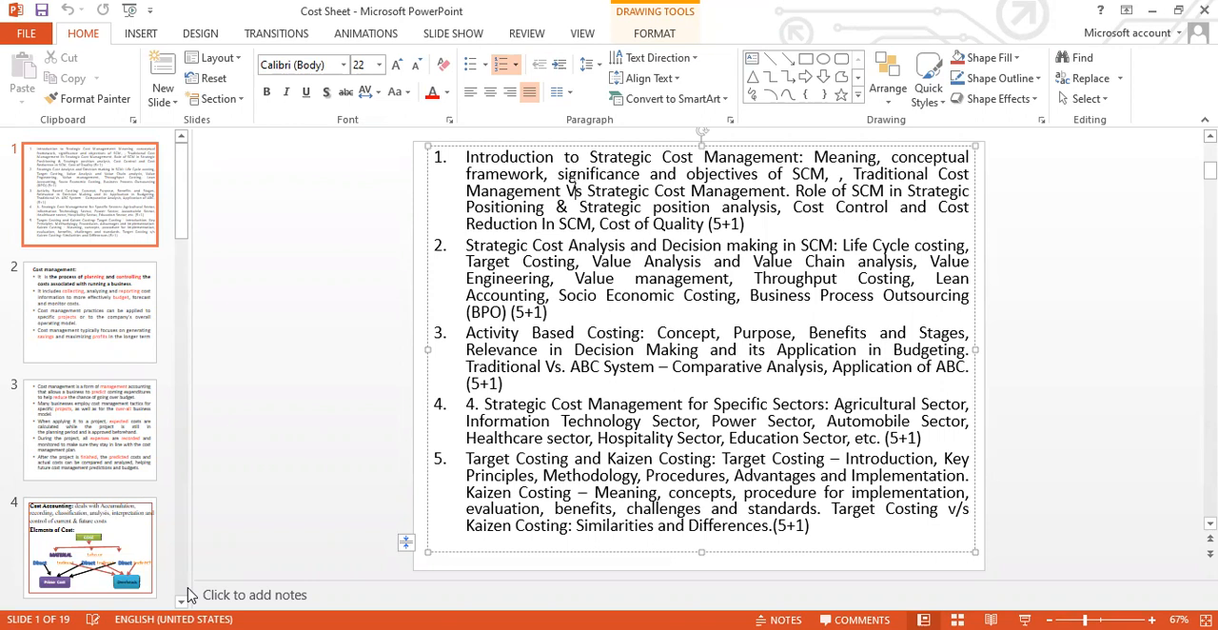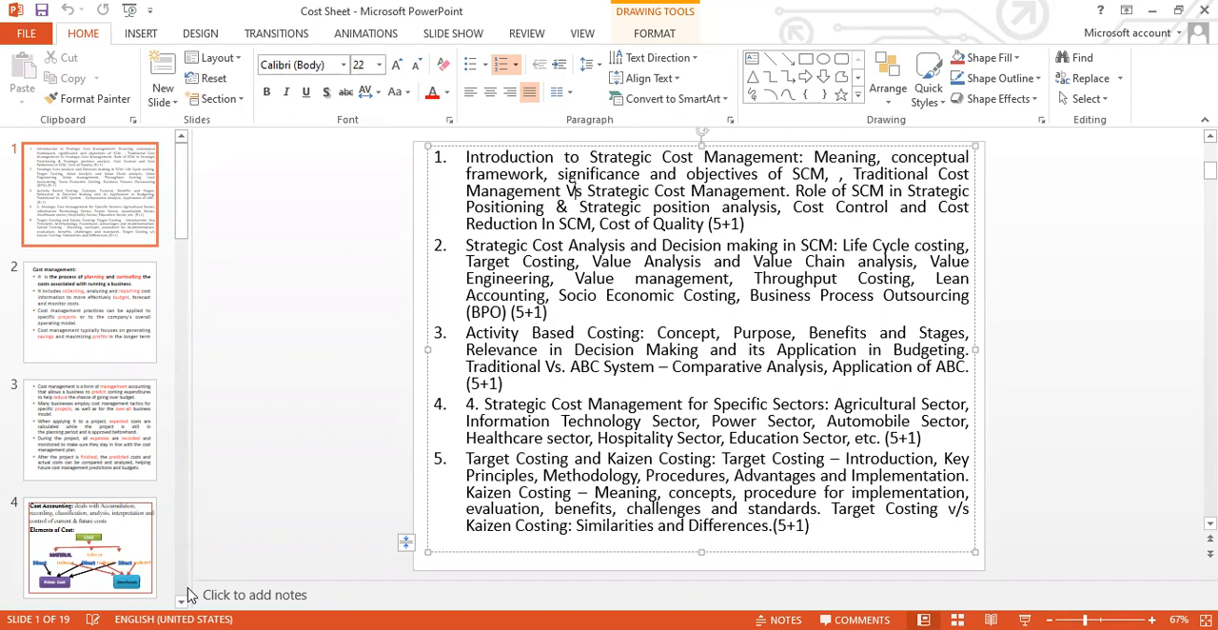The second unit tells about life cycle costing. This is process costing. Then target costing. Then value analysis, value chain analysis, value engineering, value management, then lean accounting, socio-economic accounting, and business process outsourcing, that is BPO. So in the second unit, we have to study various cost management techniques: life cycle, target costing, value analysis, business process outsourcing, then socio-economic accounting. These are the modern strategic cost management techniques that we have to study.